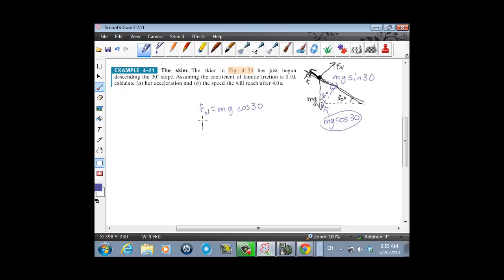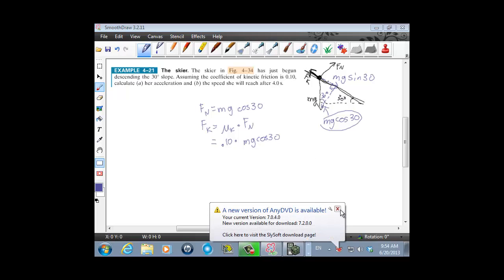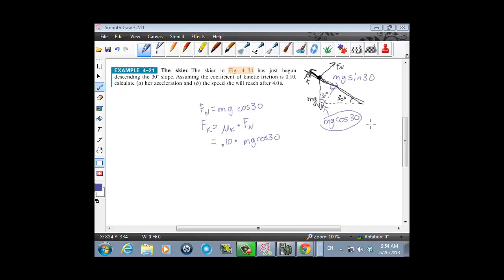Okay, what's our force of friction? It is kinetic friction, the coefficient of kinetic friction, which is 0.10, times our normal force, which is mg cosine 30. I'm just going to be dealing with the component that is parallel to the slope, so I don't have to worry about breaking it up into components parallel and perpendicular to the slope.